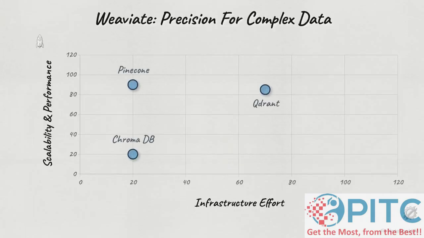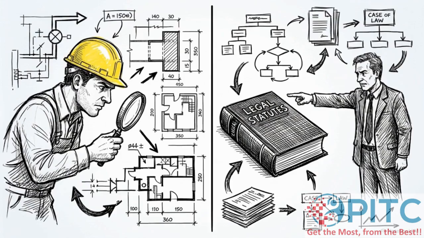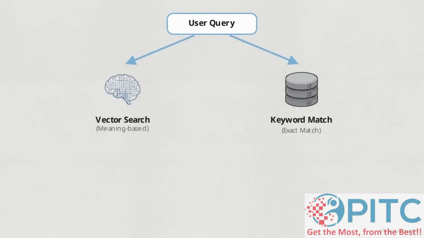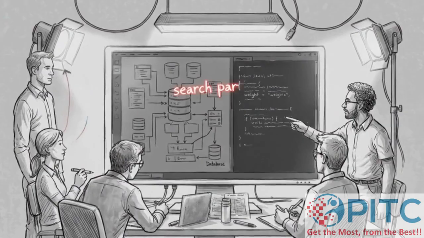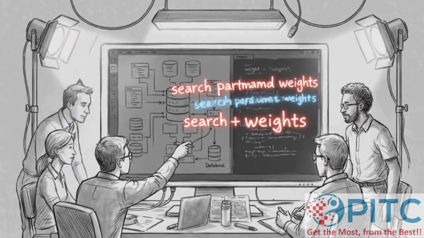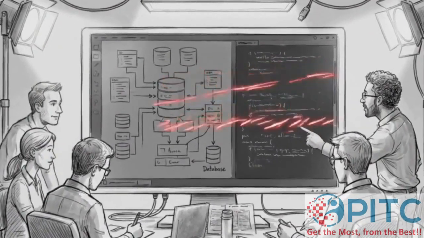Finally, for the precision seeker navigating highly complex data, there is Weaviate. Weaviate's primary advantage is its native hybrid search architecture. Sometimes semantic meaning isn't enough. If an engineer searches for a specific part number or a lawyer queries a legal statute, hybrid search combines a vector similarity check with a traditional exact keyword match, running both simultaneously in a single query. Achieving that dual-layer accuracy introduces the highest level of architectural complexity and requires significant engineering hours spent fine-tuning query weights.